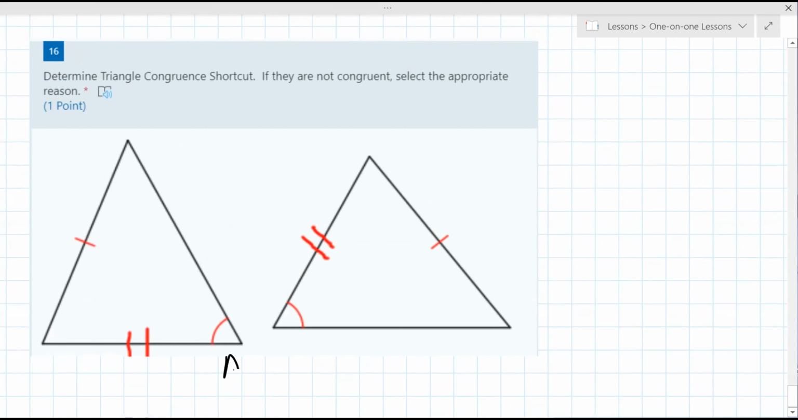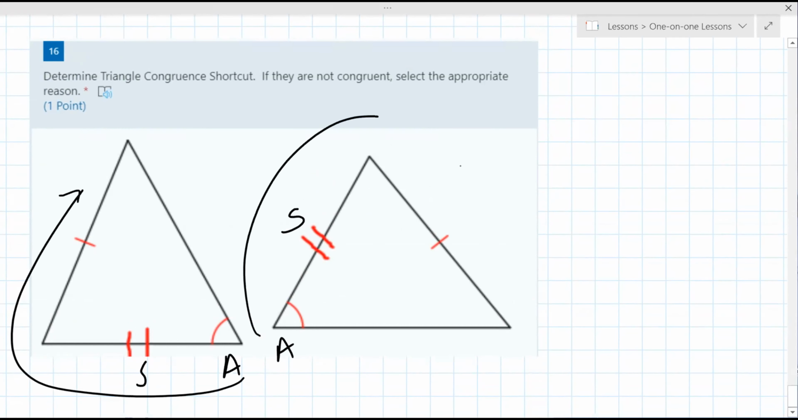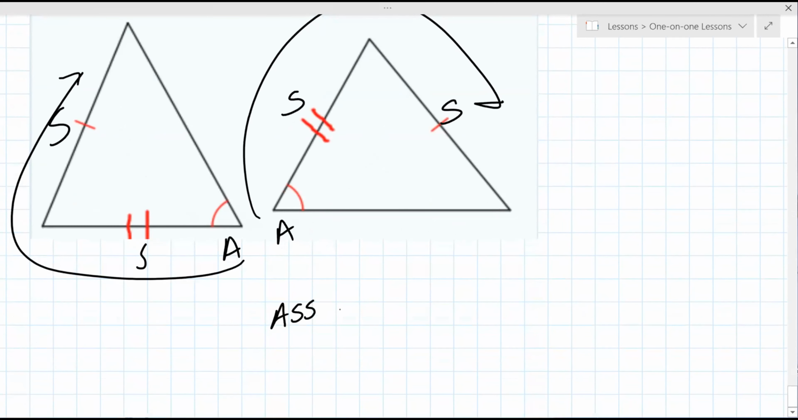Here you've got an angle with an angle, a side with a side, and I'm making a path here. So this side goes with this side. This is ASS or SSA. Is this congruent? No. No.